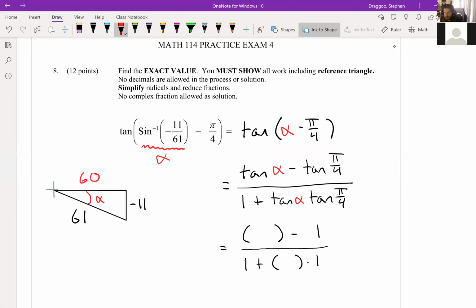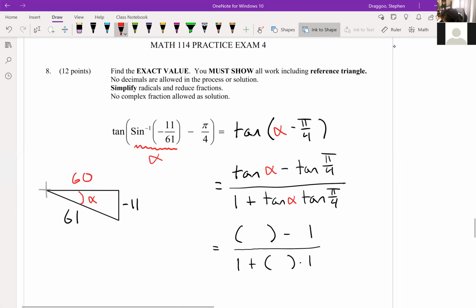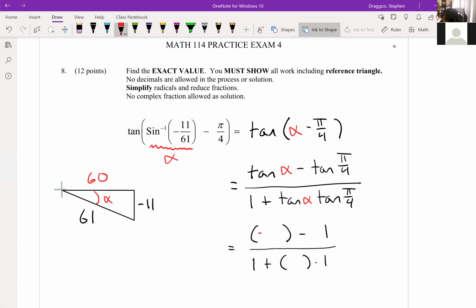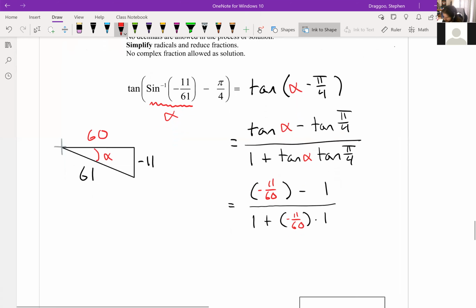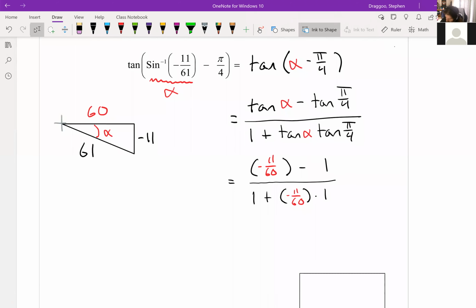Yep. So it's a positive 60 because it's in the fourth quadrant. But we wanted the tangent of alpha, which should be opposite over adjacent. So negative 11 over 60 instead of negative 11 over 61. And then we'll just get this thing to look like one of the multiple choice boxes.